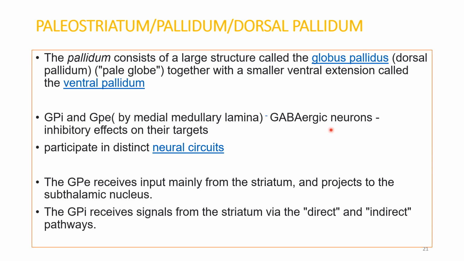They have GABAergic neurons, so they will exhibit inhibitory effects on their target organs. And these also will participate in distinct neuronal circuits. Okay.